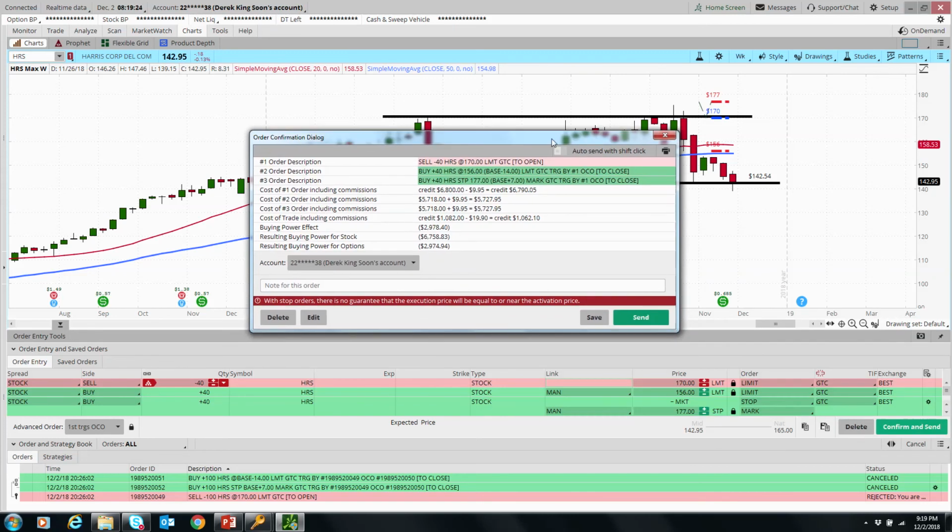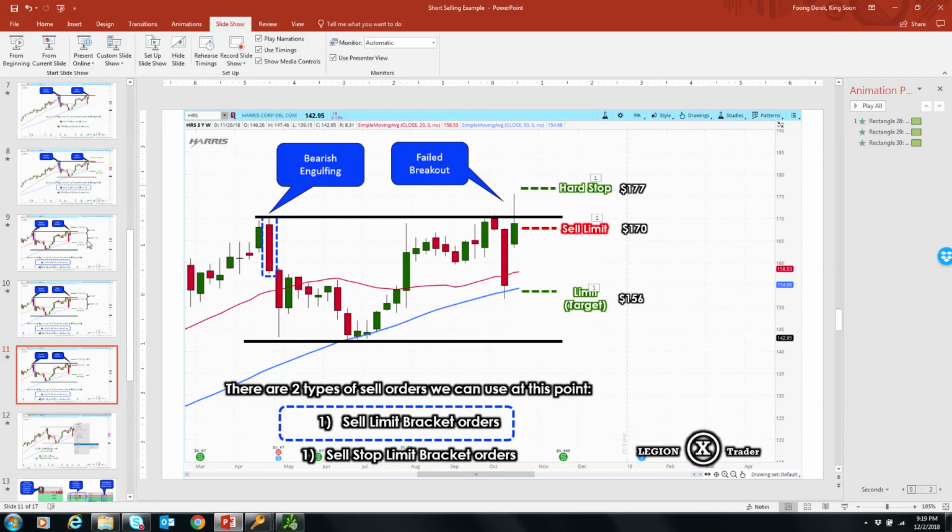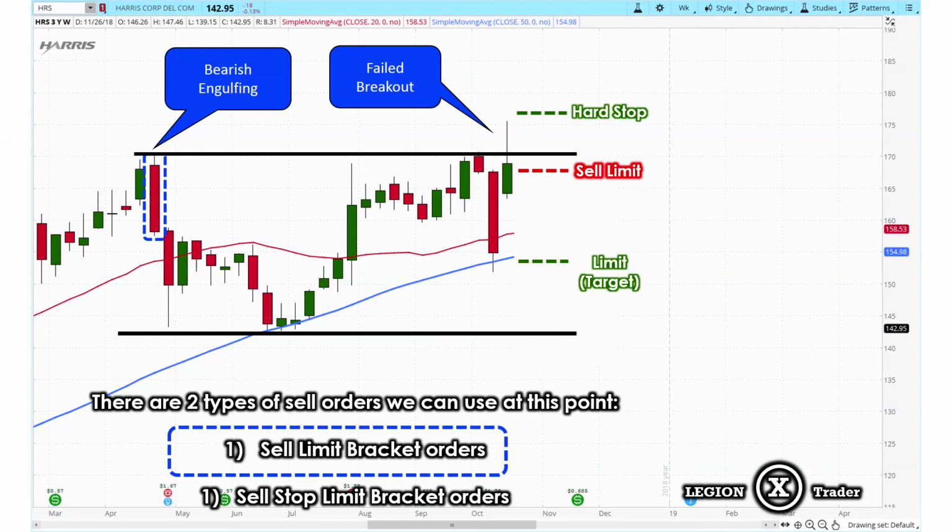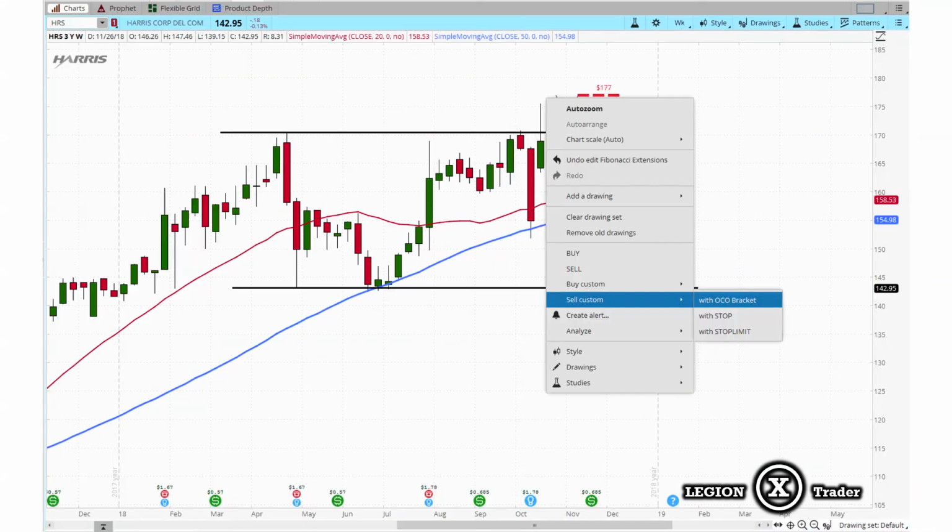It pops up an order ticket where you can see the cost of commission for going into the trade and getting out of the trade. So in this case, it costs you around 20 US dollars total, if you're selling an amount of 40 shares, before you click the final send button. So let's go back to our slides and conclude this.